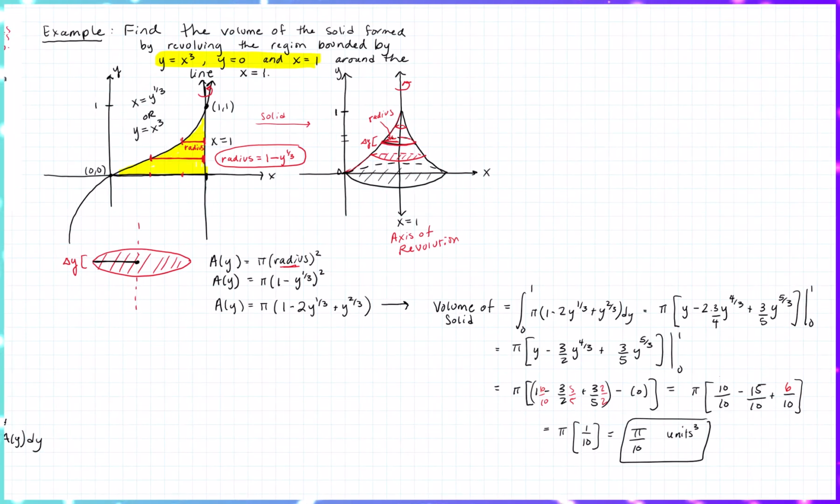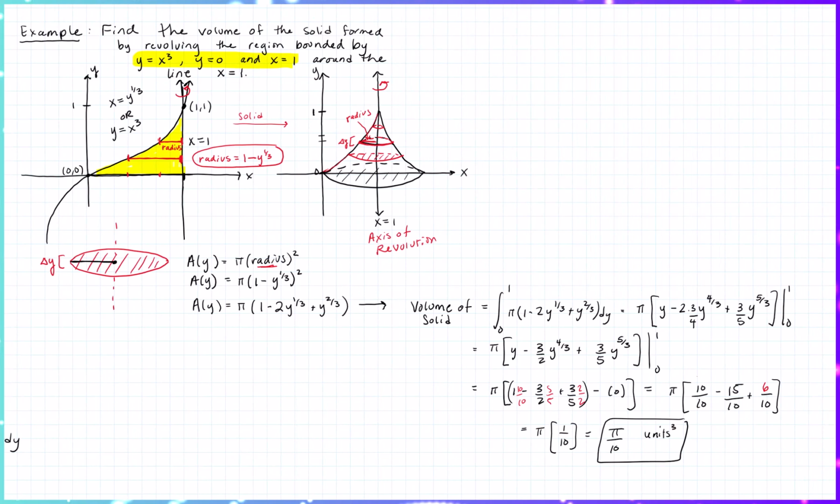And there we go. So again, just following the process: sketch the region, sketch the solid if possible, determine if the cross-section is a washer or a disc, and then determine the radius or radii if you have a washer. Set up your volume by integrating across the bounds that area function that you derived from looking at the disc or the washer.